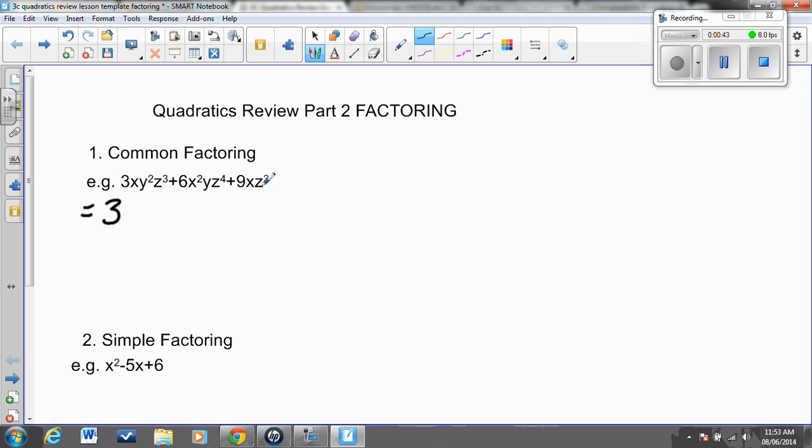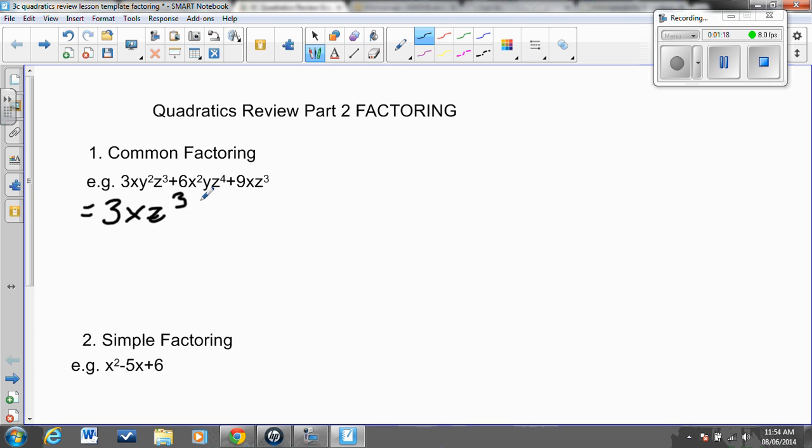Now I want to look at the x's. We have an x to the 1, an x squared, and an x to the 1. So just an x would be the lowest power. Now if we look at the y's, y squared, we have a y to the 1, and this one doesn't have a y, so we can't actually pull out any y's. If we look at the z's, z cubed, z to the 4th, and z cubed would be the lower power. So 3x z cubed would be my greatest common factor that I'm going to pull out.